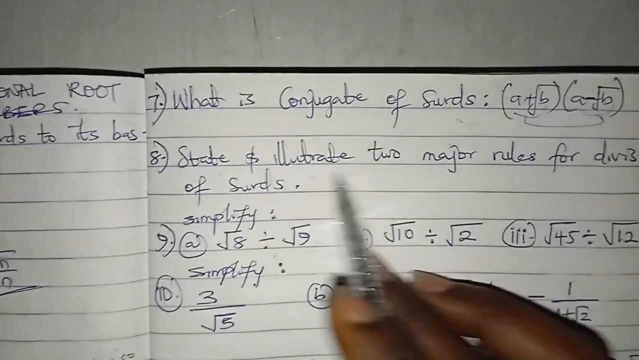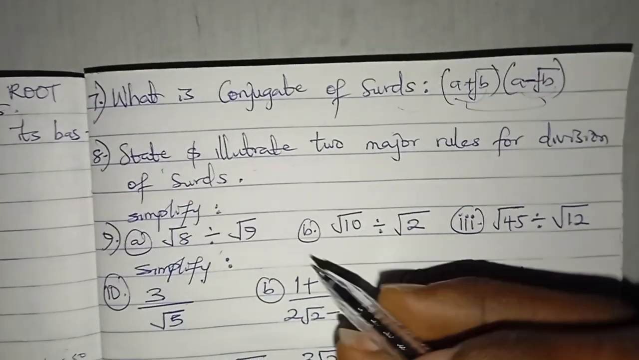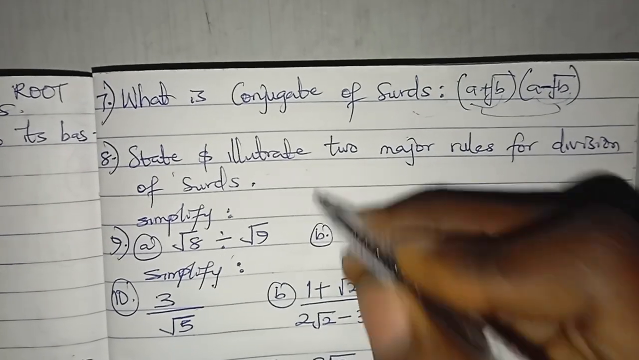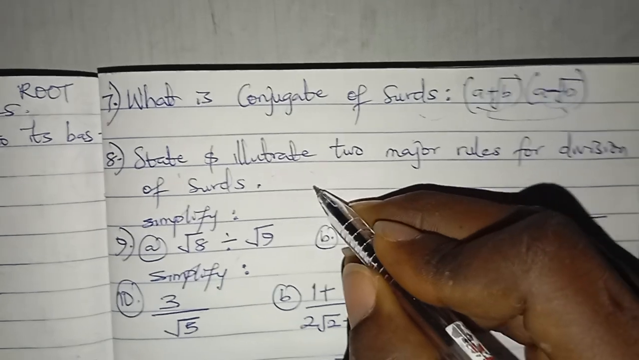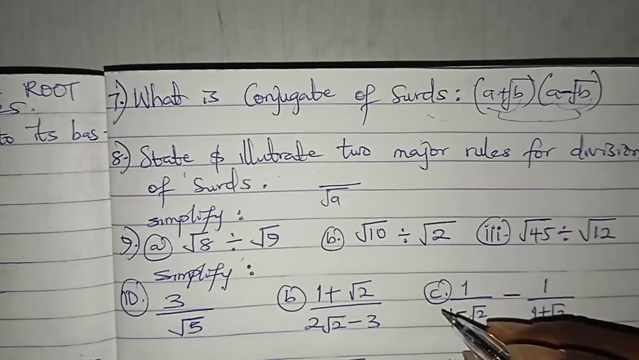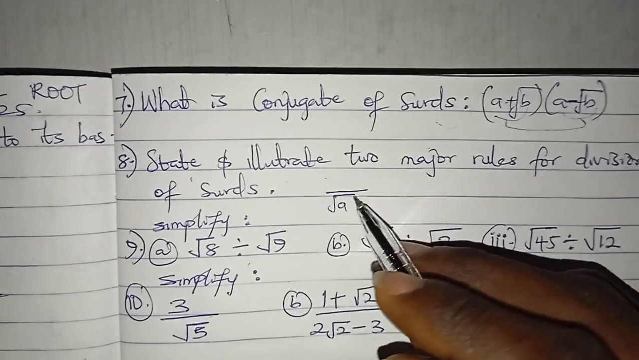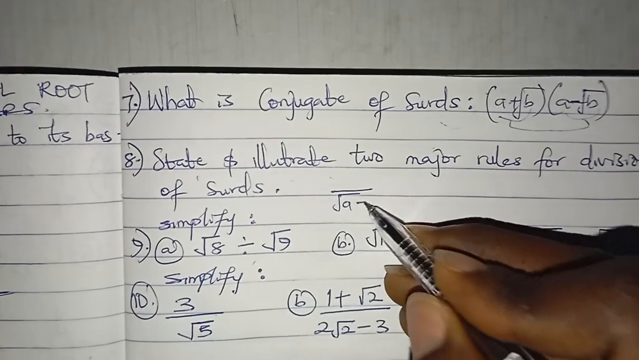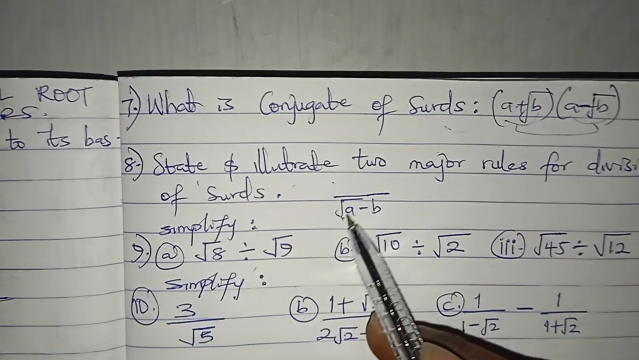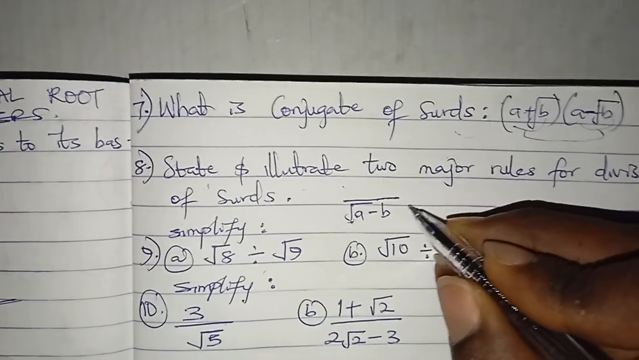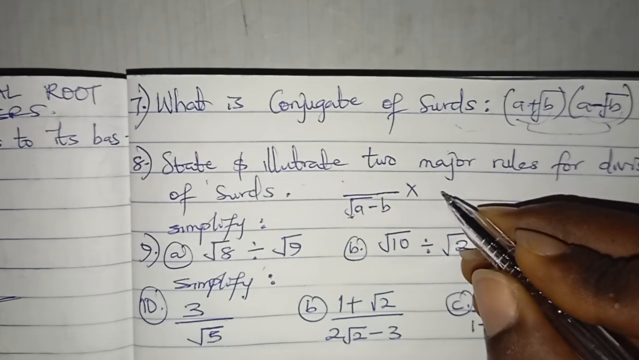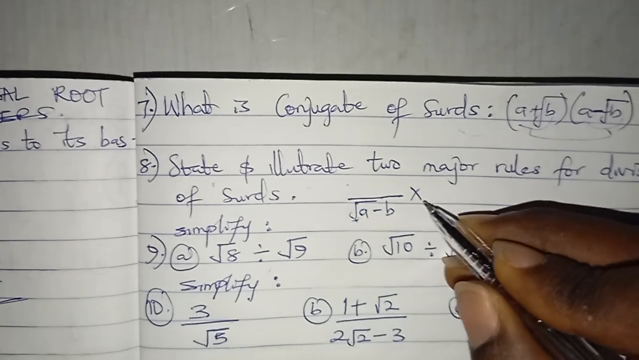And the concept of this answers this question. They say state and illustrate two major rules for division of surds. The two major rules of division of surds is simply whenever we have a denominator and that denominator is having roots, it is not proper that we leave, let's say we have root A minus B, roots at the denominator. So we simply employ the concept of conjugate and what we call rationalization.